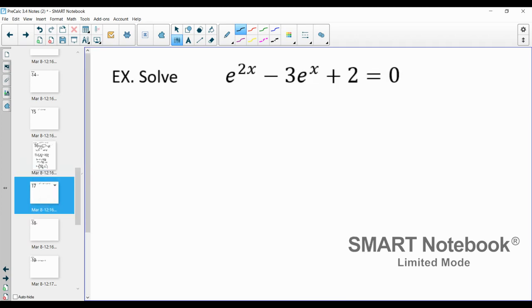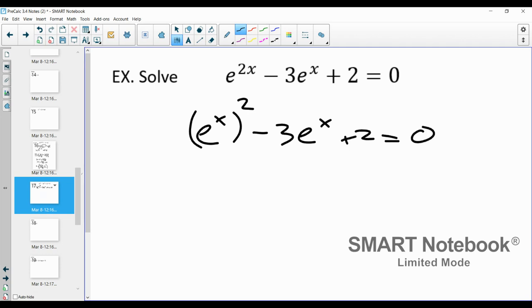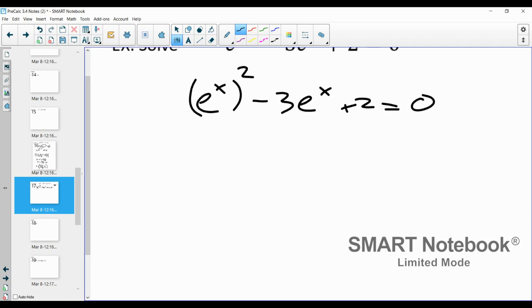Okay. This will be the last example I show before. Actually, I had 2 more. This is the second to last one. And this is just because I want to show us substituting a different variable in. So this is like e to the x squared minus 3 e to the x plus 2 equals 0. I'm going to replace all of my e to the x's with y's, because it's going to make this way easier for me to factor.